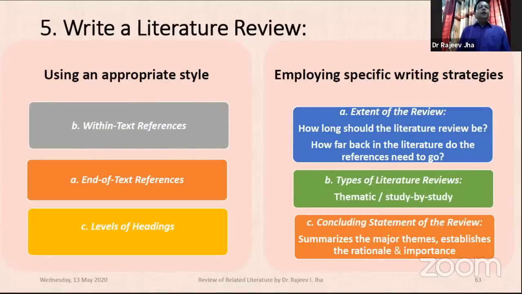Okay, in this we have two aspects: using an appropriate style, employing specific writing strategies. So using an appropriate style includes within-text references, end-of-text references, and levels of headings. Now remember, since this is a style of writing, you have to consider your university, or if you're submitting a research article or a paper for publication, then the publisher's mandated style you have to keep in mind, and you have to conform to that particular style.